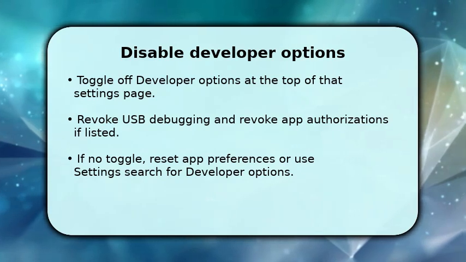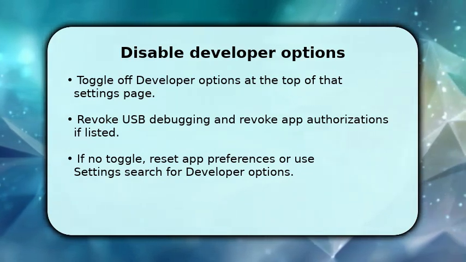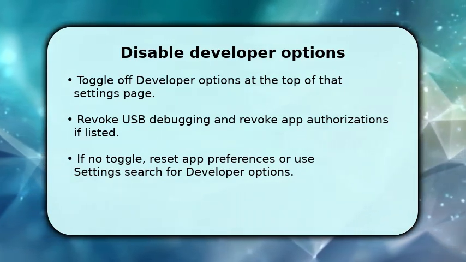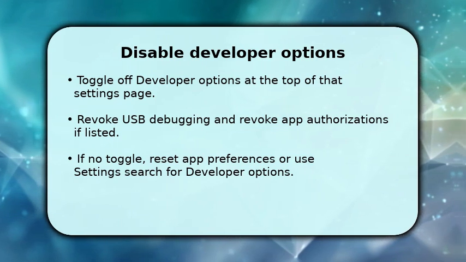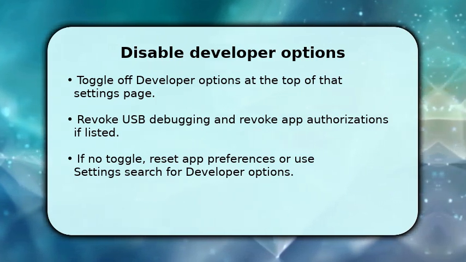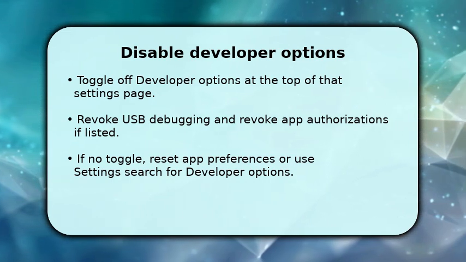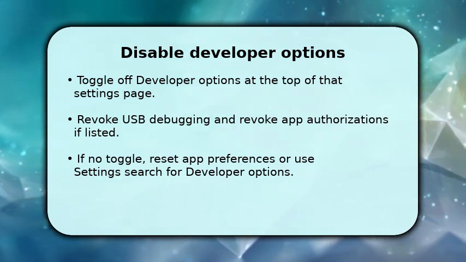Once inside Developer Options, flip the master toggle at the top to off. This immediately disables most developer features. Make sure to also scroll down and disable USB debugging and revoke any app authorizations to prevent background access.